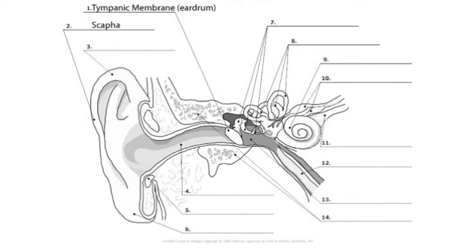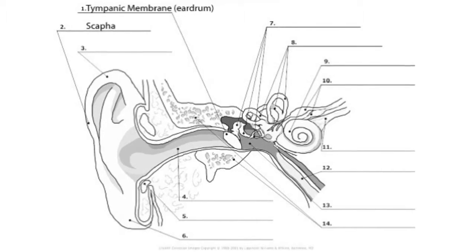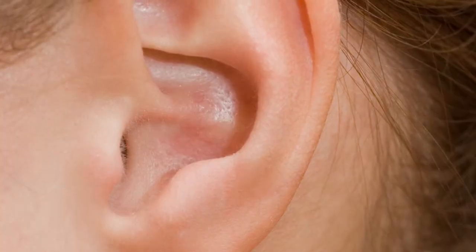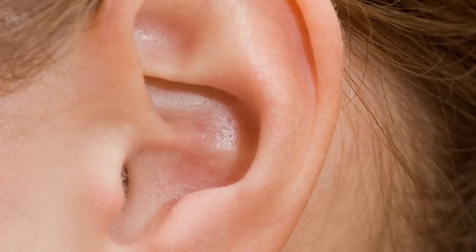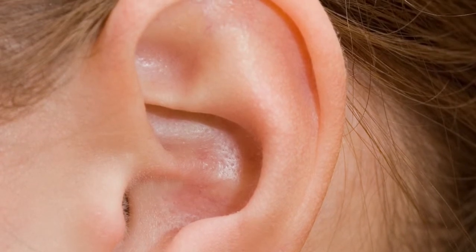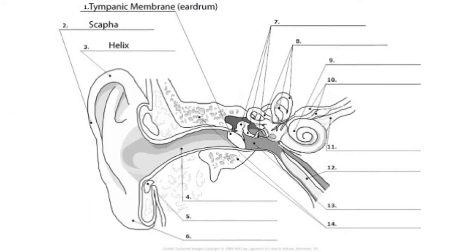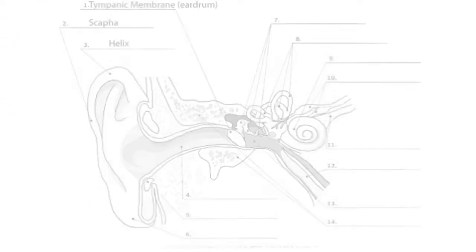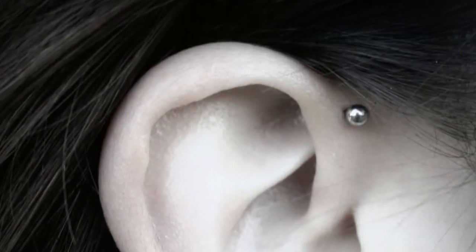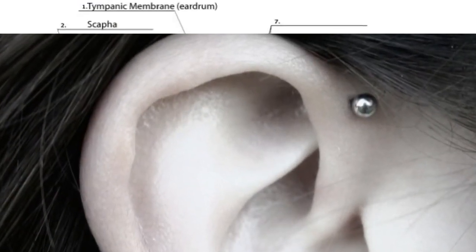The second part of the ear we are going to discuss is called the scapha. The scapha is the hollow end of the helix, which you will be learning about next. The third part of the ear is called the helix. The helix is the fold of cartilage on your outer ear.